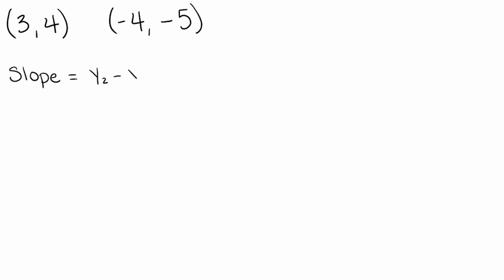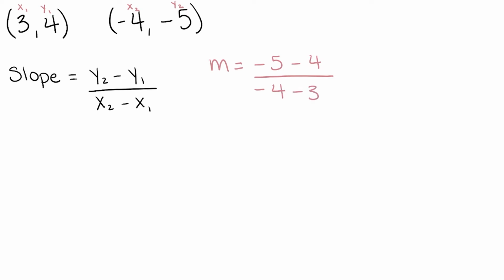Now let's look at the slope between 2 points. We have the points 3, 4, and negative 4, negative 5. Keeping in mind our slope formula is y2 minus y1 over x2 minus x1. Labeling our points, our 3 is x1, our 4 is y1, -4 is x2, and -5 is y2. Plugging that into our slope formula gives us m equals -5 minus 4 over -4 minus 3.